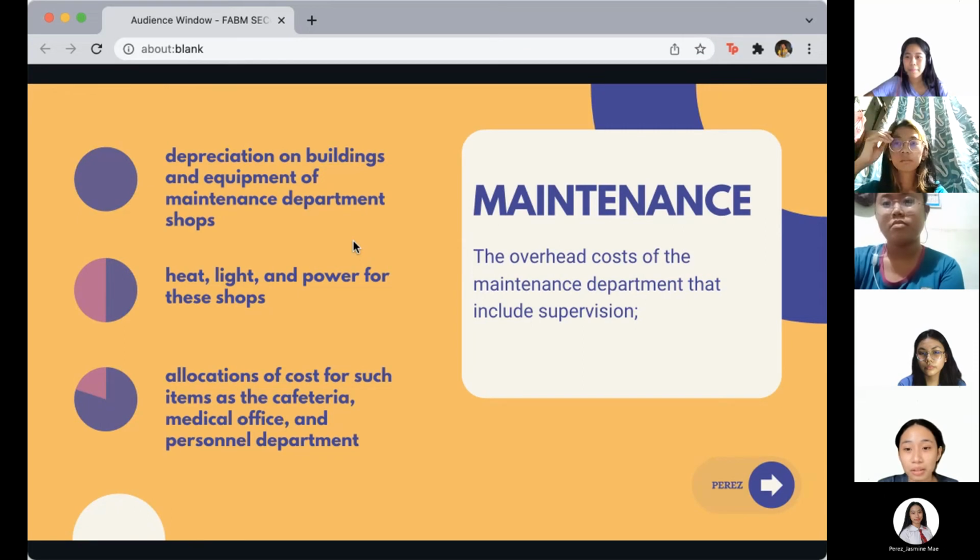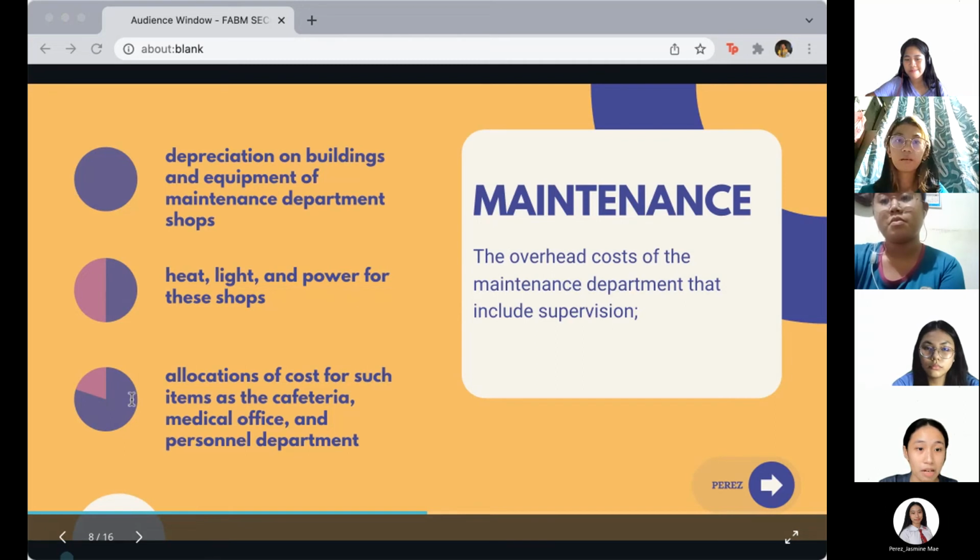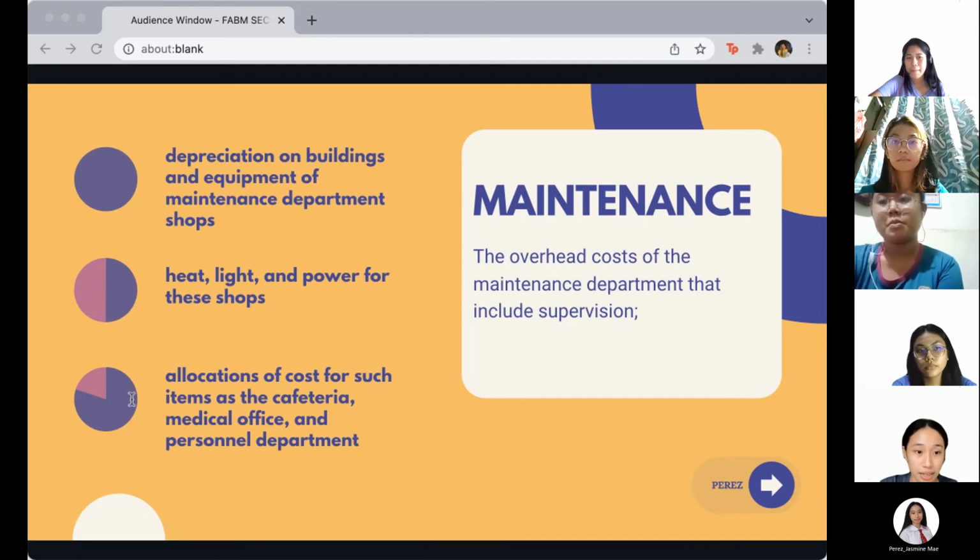Maintenance. The overhead costs of maintenance department that include supervision, depreciation on buildings and equipment of maintenance department shops, heat, light, and power for these shops, allocations of costs for such items as the cafeteria, medical office, and personnel department. Repairs and maintenance are expenses a business incurs to restore an asset to a previous operating condition or to keep an asset in its current operating condition.